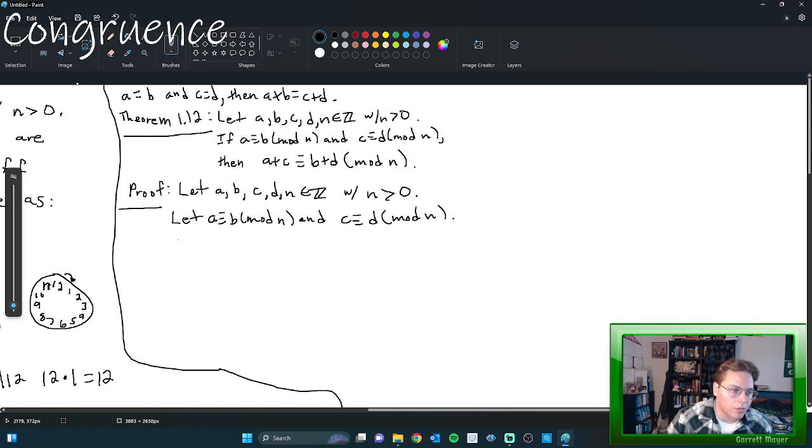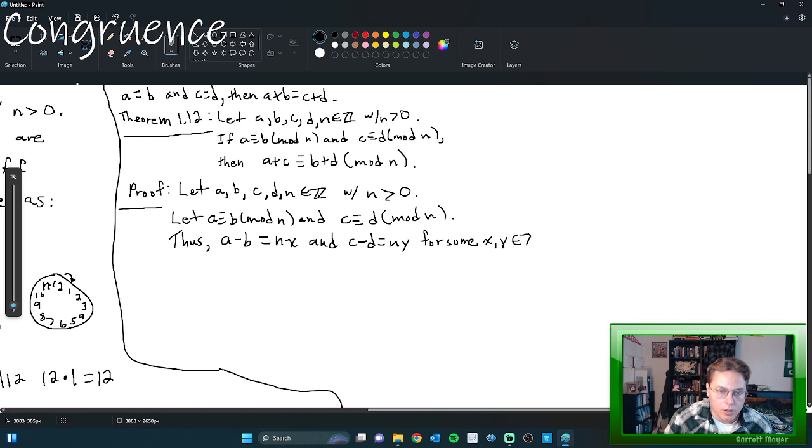And as a result, we know that thus A minus B equals N times X and C minus D equals N times Y for some X and Y that are integers. And based on this, what else do we know?